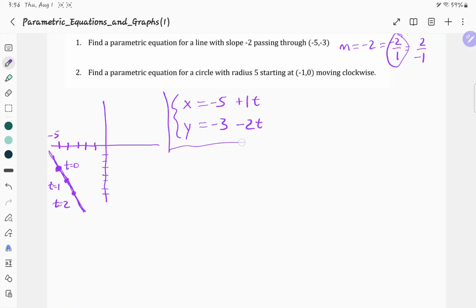So like I said, there are other ways. If you want to go through that line twice as fast, I could say +2t and -4t. That would keep my slope the same, but just move through that line twice as fast. There's going to be several different answers that you could put.